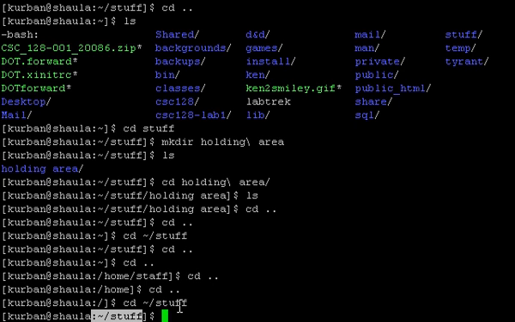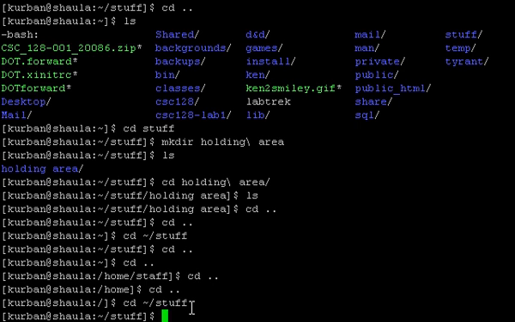A relative directory is based on where you're at. You see, all these cd .. brought me to different directories. That would be a relative. The easy way to tell between an absolute and a relative is to look at the first character. If the first character is the tilde, the little squiggly thing, or a slash, you can tell it's an absolute directory.